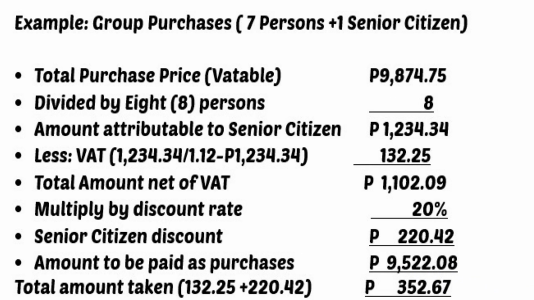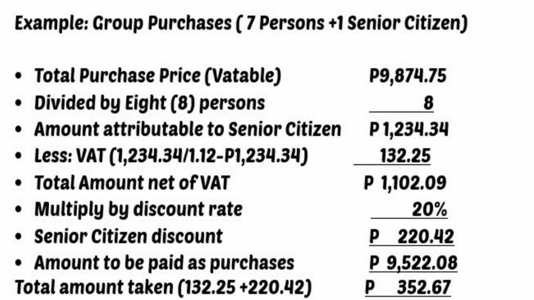Halimbawa naman, bumili yung grupo, 7 katao yung hindi senior citizen, 1 lang yung senior citizen. But since it's a group purchase, ano po yung dapat gawin natin? Divide the total purchase by 8. No? So, dito minsan nagkaka-confuse po yung ating mga nagbibigay ng discount. So, total purchase price, which is vatable is 9,874.75 divided by 8 persons. Bakit? Kasi 8 sila eh. No? So, 1 lang yung senior citizen.